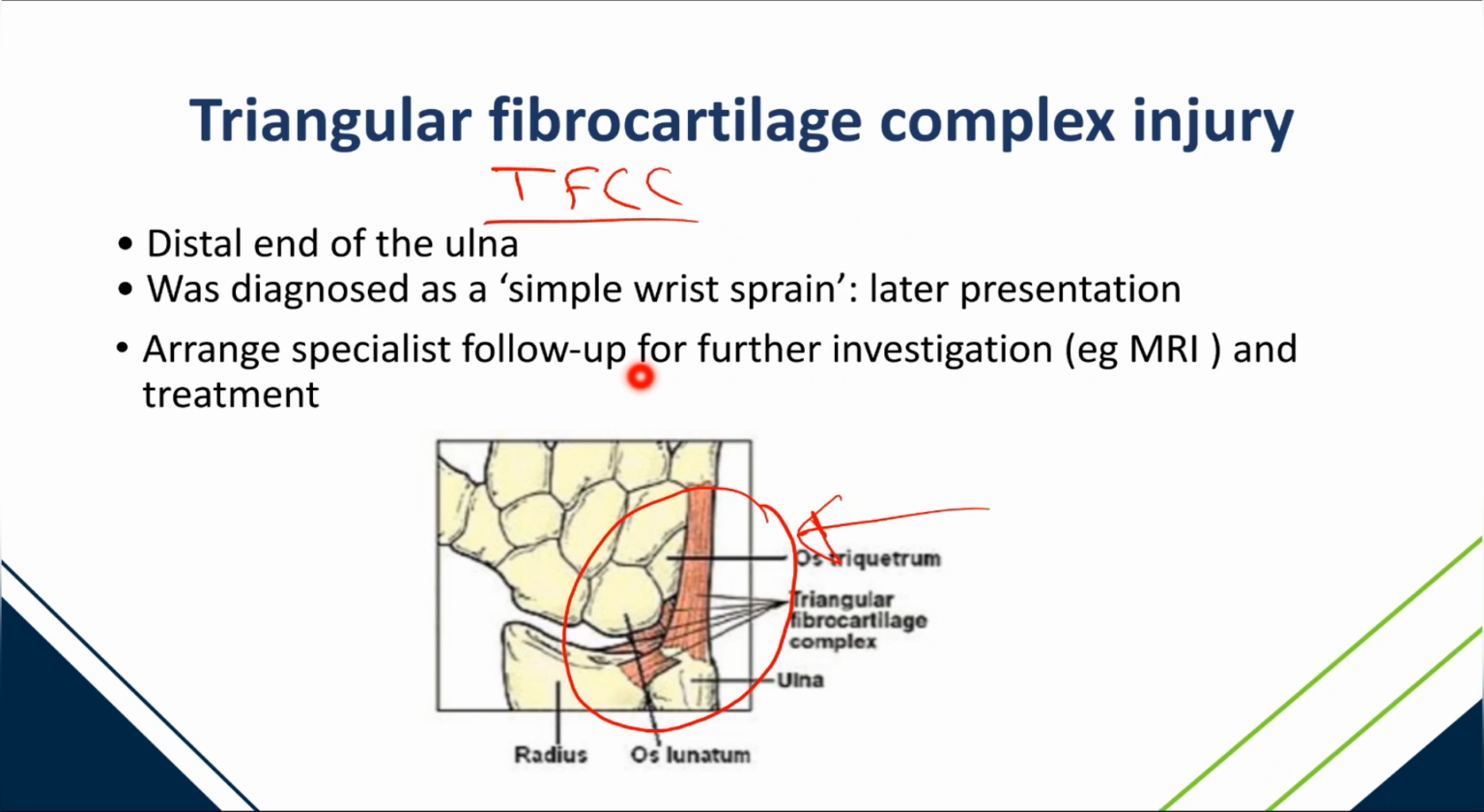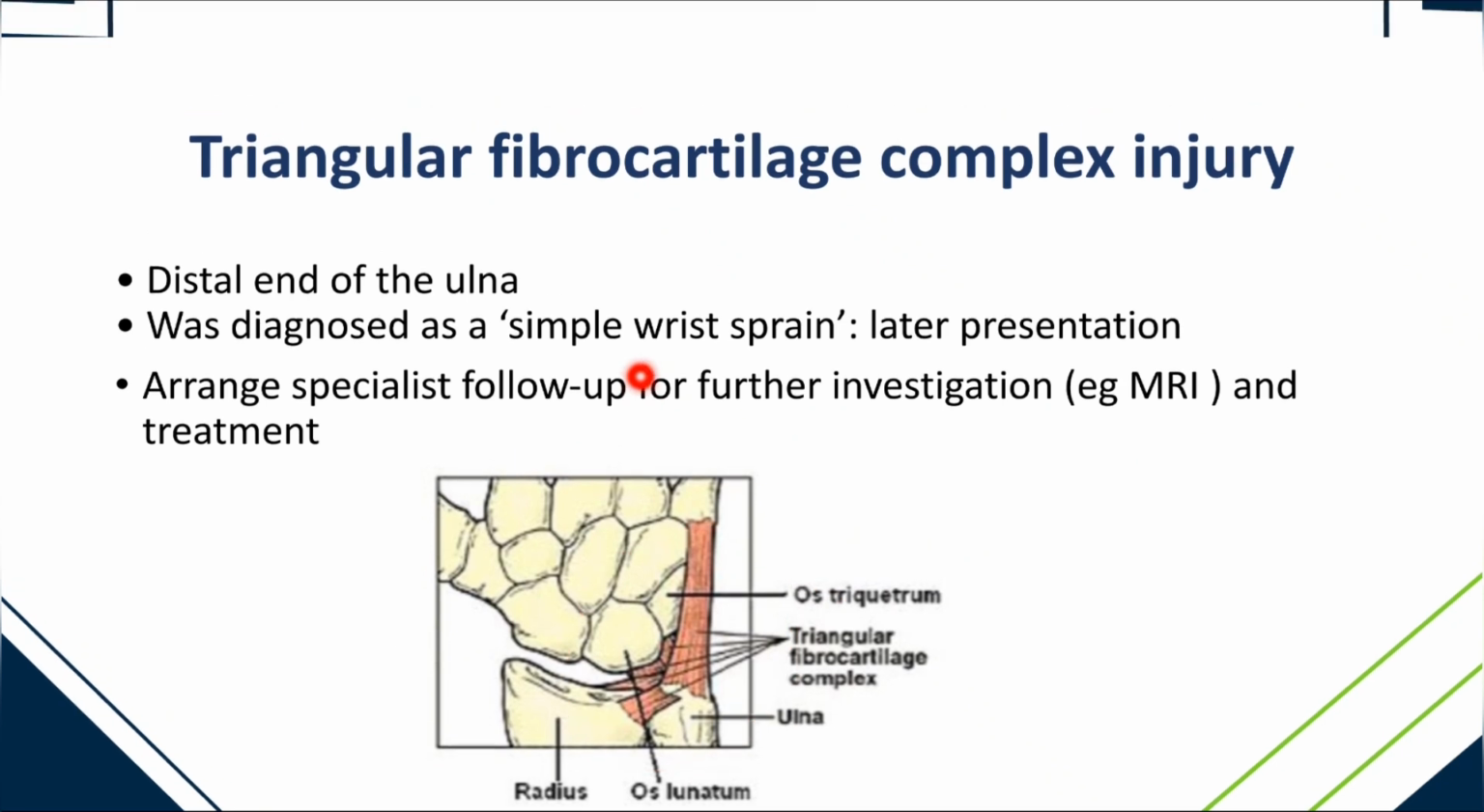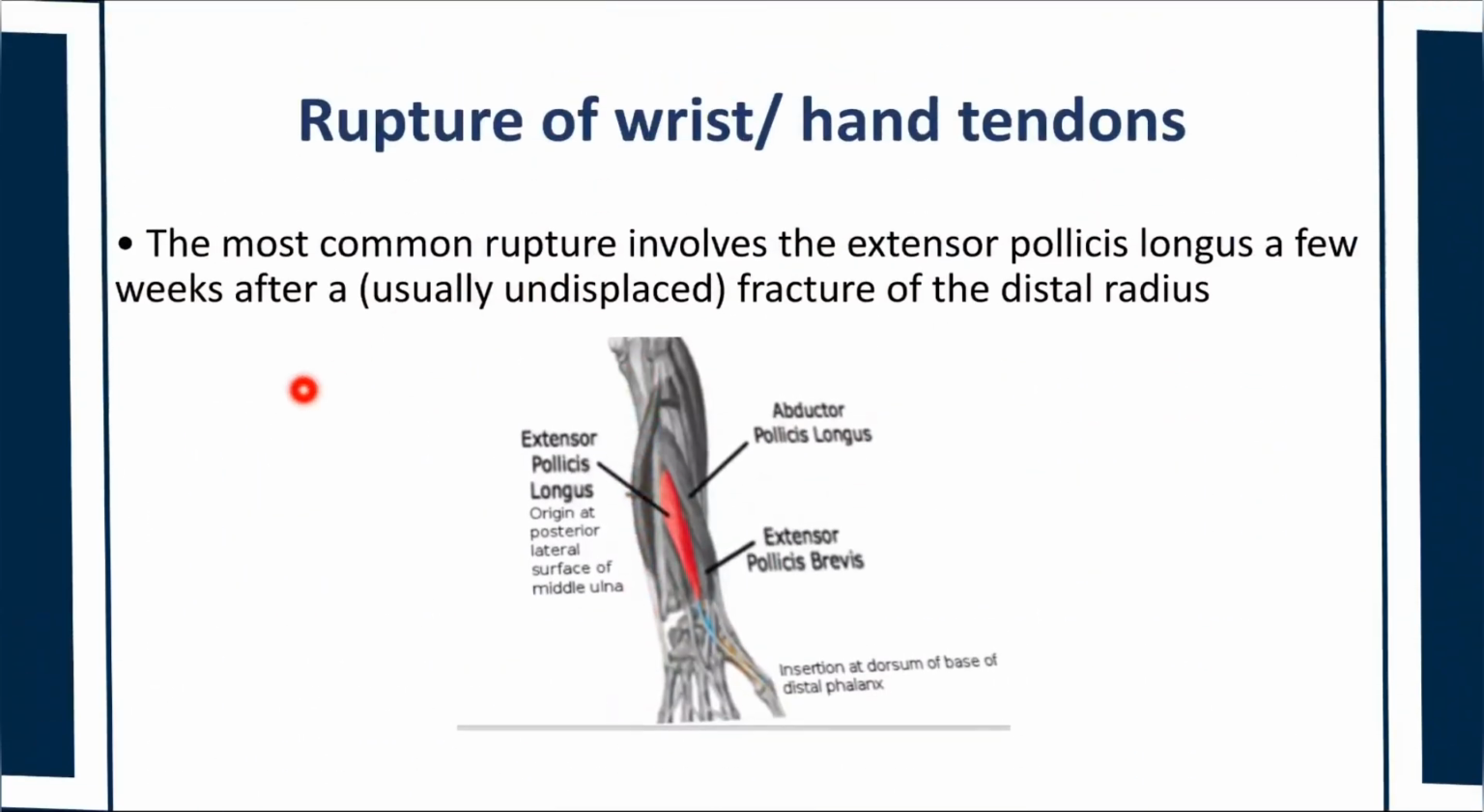The treatment usually involves rest and splinting of that part of the hand. So you do a back slab for them, giving painkiller, rest, and physical therapy. In more severe cases, it needs follow up by the orthopedician. They may do an MRI, and rarely it needs surgery.